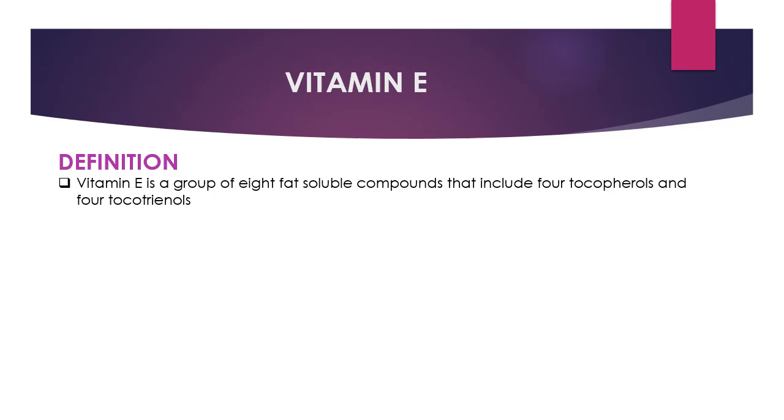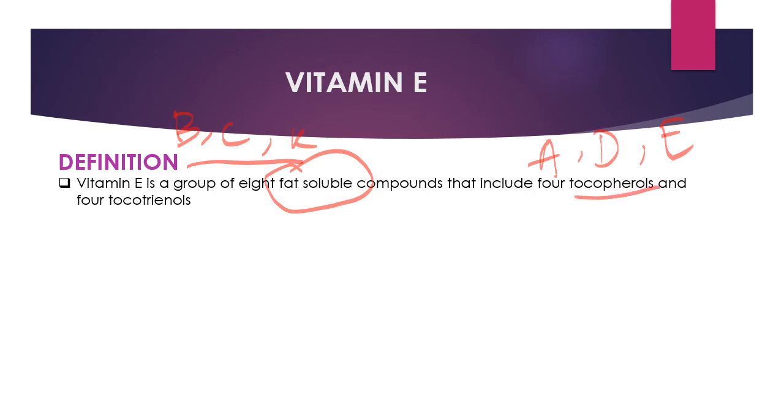Vitamin E. Vitamin E is a group of fat soluble compounds. I have already told you A, D and E are fat soluble, whereas B, C and K are water soluble. It includes 4 tocopherols and tocotrienols. Alpha tocopherol is the only one used by the human body. Out of 4, only alpha tocopherol is used in the human body.